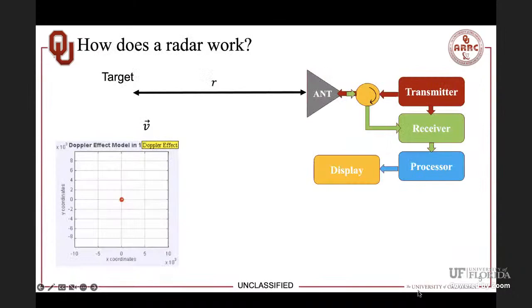So here is a very brief, very simple block diagram that basically tells you the functionality of a radar. It's a very simple way to describe the subsystems of a radar. I'm just going to go through these very quickly to give you some idea.